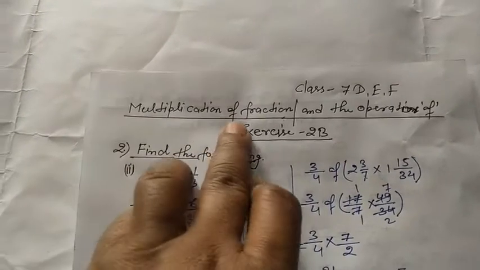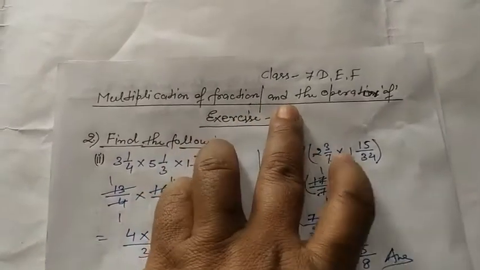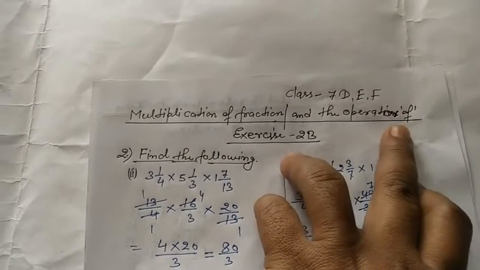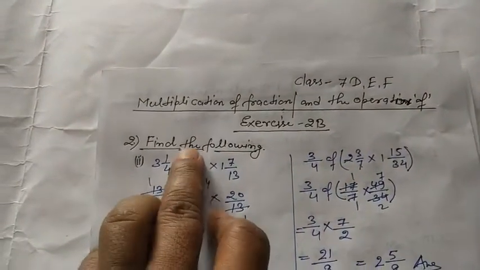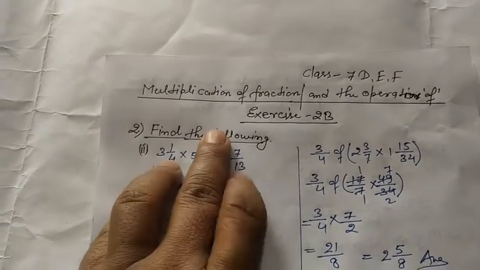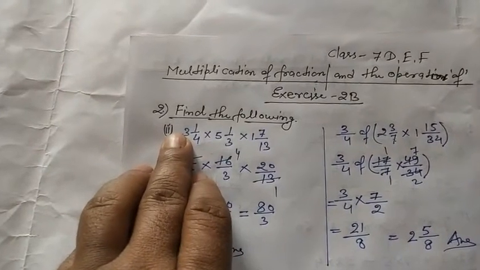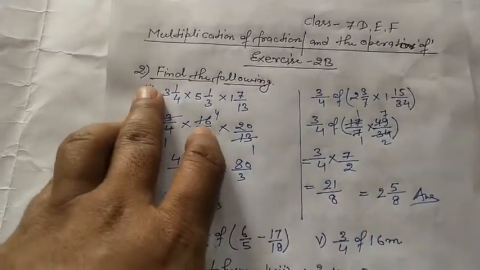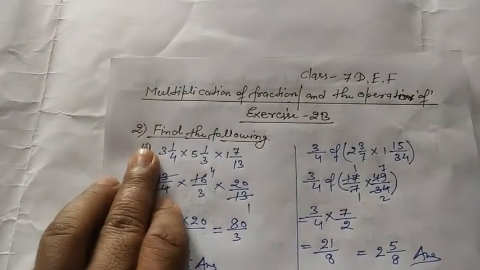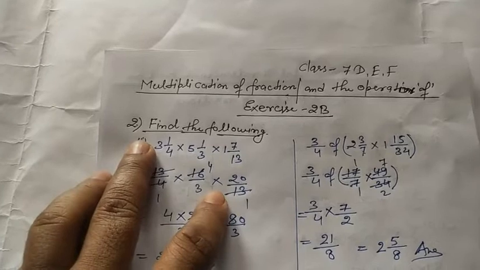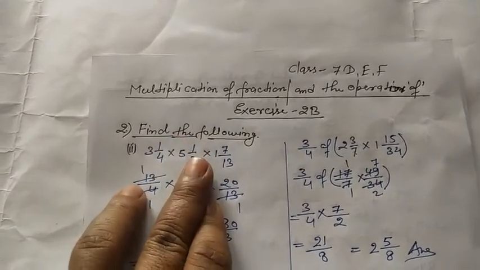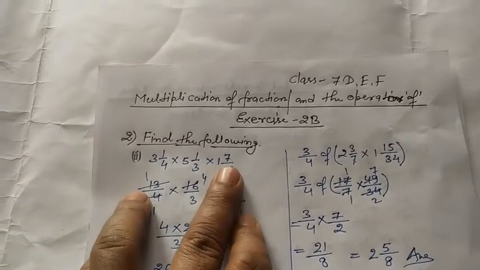Now multiplication of fractions and the operator "of". As you know, "of" is replaced by the multiply sign. So by example, see how we solve the questions. We also follow the BODMAS rule. According to the BODMAS rule, as you already know, first we solve the bracket, after that of, then division, multiplication, addition, and after that we solve the subtraction.